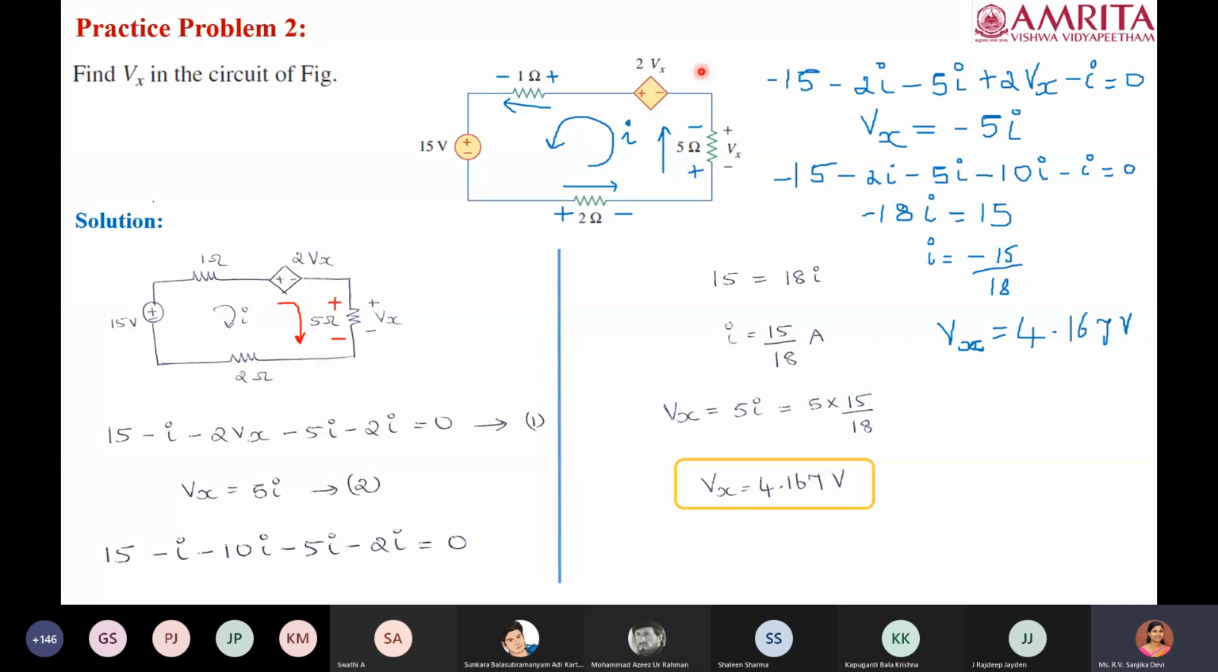So, for example, if you assume clockwise and you get a positive value, that is equivalent to assuming anti-clockwise and getting the answer as negative. Both are correct. Okay, ma'am. Thank you.